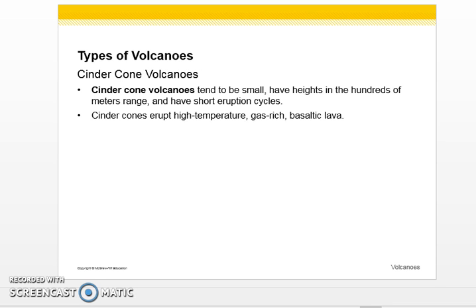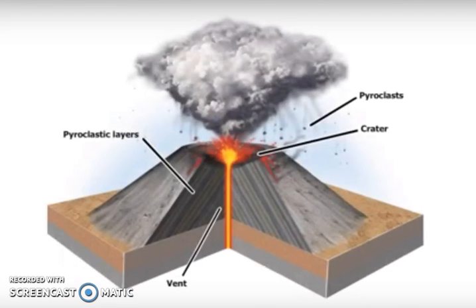The first one, a cinder cone. It tends to be small, have heights in the hundreds of meters range, and have short eruption cycles. They also erupt high-temperature, gas-rich basaltic lava. Cinder cones consist of pyroclastic material that has settled out in a cone near a volcanic vent.